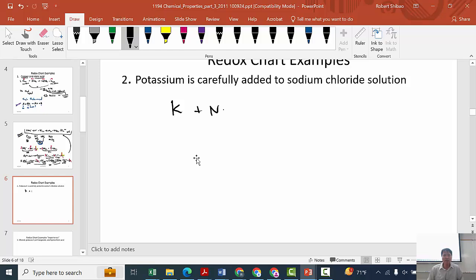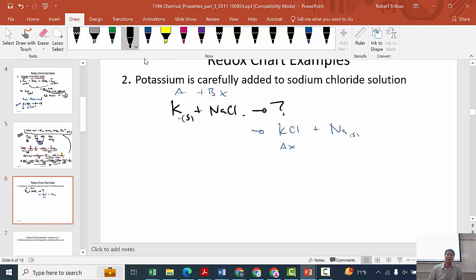Potassium and sodium chloride. Potassium is metal, sodium chloride is aqueous. Yields what? You look at this, what does this look like to you? This looks like an A plus BX. It's going to yield AX. What's AX? Potassium chloride plus B, sodium metal.